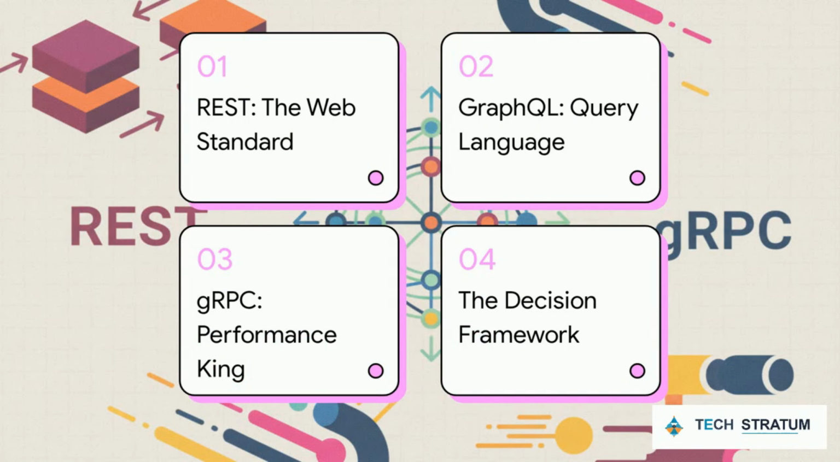All right, here's how we're going to tackle this. First, we'll get into REST, the standard that's native to HTTP. Then, we'll explore GraphQL, the super flexible query language. After that, we'll look at gRPC, the absolute king of performance. And to wrap it all up, we'll put everything together into a practical decision framework so you can confidently choose the right tool for your next big project.